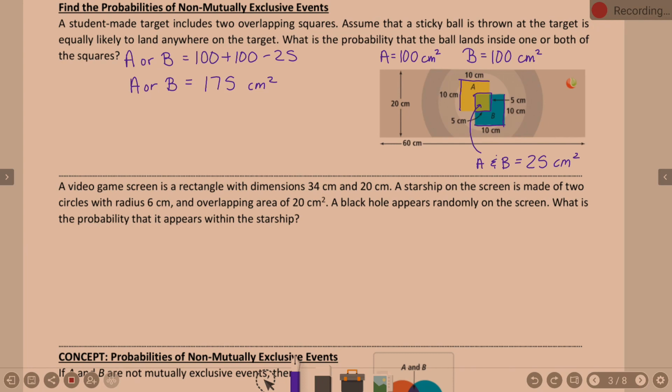Okay, so some pre-work there. One other piece of information I need before I can find probability: the whole thing. How am I going to find the area of the whole thing? Okay, so this student-made target, obviously they're saying that you're going to land on the target somewhere. I guess there's not a chance of missing. So if that's the case, the entire thing is a 20 by 60, and 20 times 60 is 1,200.